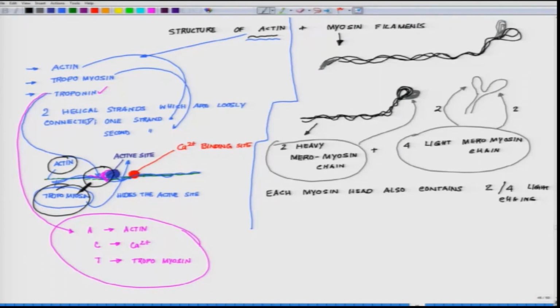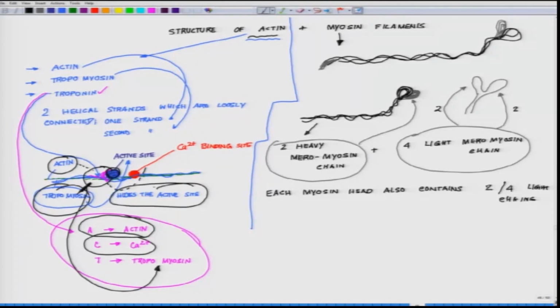Troponin has a binding site with actin, which is called the A site, troponin A. Then troponin has an affinity for calcium ions, which is called troponin C, and troponin has a binding with tropomyosin, which is called T. Fine. And you have an active site out here, which is hidden by the tropomyosin molecule.